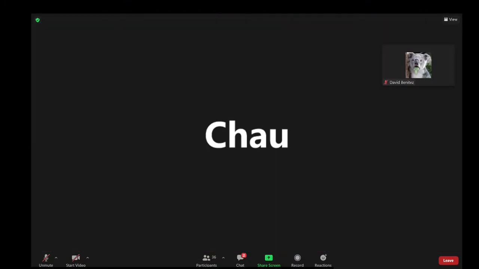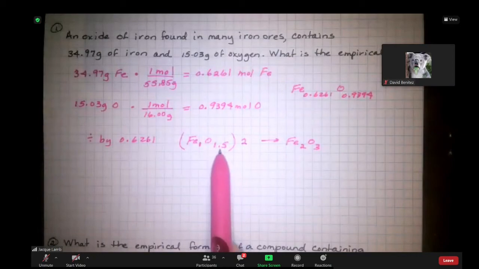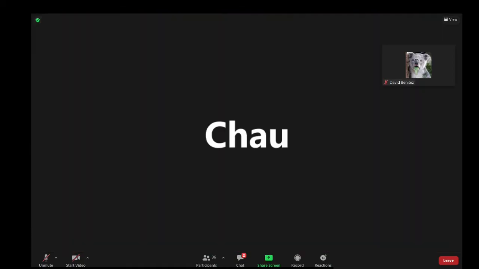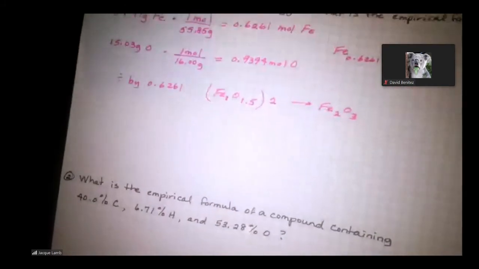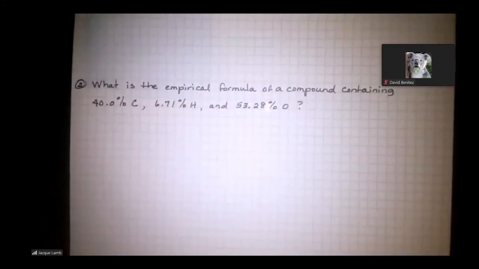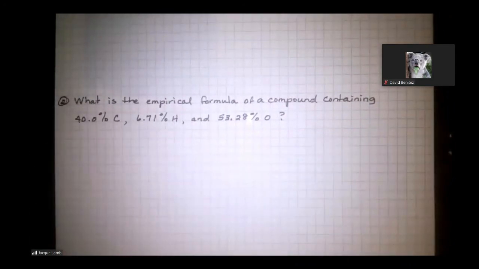So it's Fe2, but I have to multiply the whole formula. I can't just multiply this. I have to multiply the whole formula. So it becomes Fe2O3. Okay? Makes sense. Ready to go on? Okay. All right. So in this case, the last one I was given masses.